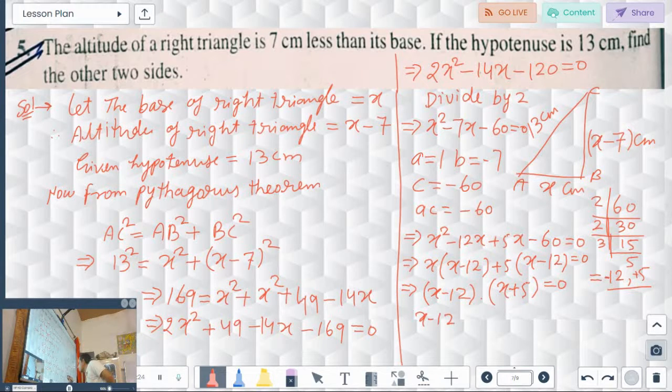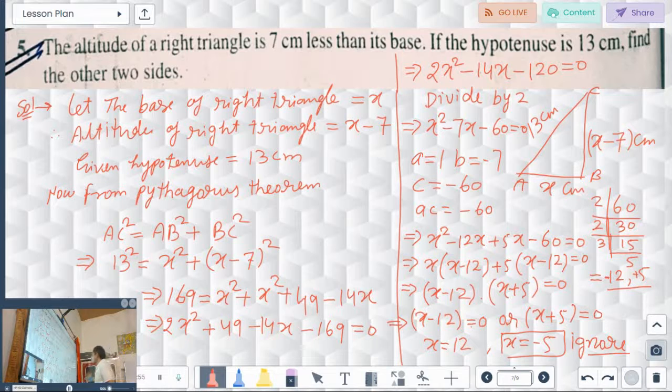Now x minus 12 equal to 0 or x plus 5 equal to 0. Okay, now x equal to 12 and x equal to minus 5. Minus 5 is ignored because a dimension cannot be negative, ignore. Okay, so x equal to 12 means the base.